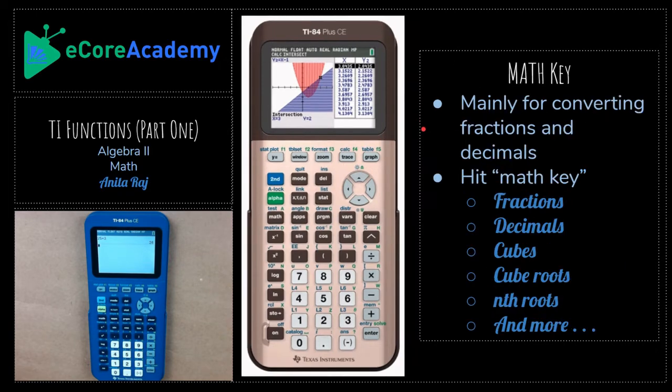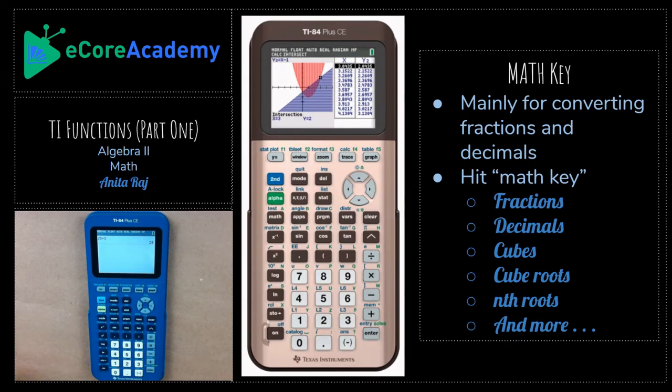Okay, let's go to the next key, the math key. So the math key, what I used for Algebra 2 was mainly for converting fractions and decimals. It did all that stuff for you. I know a lot of us aren't really fond of fractions and decimals, so the math key will really help you with that, especially if you're very slow with converting them. So let's see how you can do this.